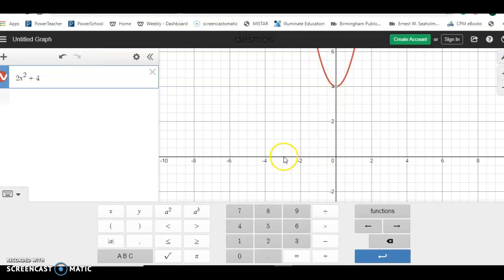Now, this would be an example of no solution because you can see that the graph is going up and it never crosses the x-axis. I'll jump back to this in one of the examples and show you how it comes out to no solution when we're solving it algebraically.